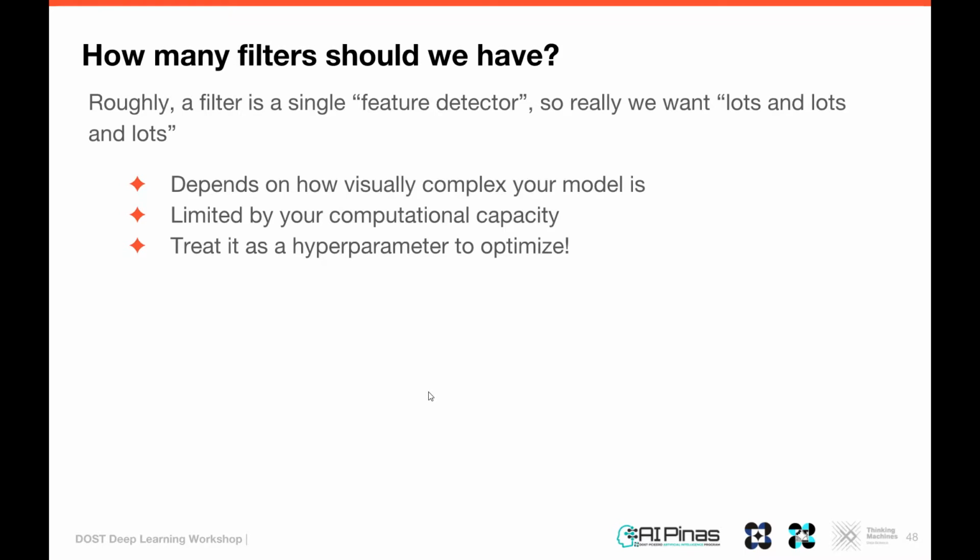And then how many filters should we have? That's a big question. Roughly, a filter is a single feature detector where a feature might be, there's a straight line here, or there's a curved line here, or there's a double curved line here. So realistically, we want as many filters as we can stuff into the model. It depends on how visually complicated your model is, and it is limited also by your computational capacity. So you need to treat it as a hyperparameter to optimize. The more features you have, the more compute you need, but also the more complex your model can get.